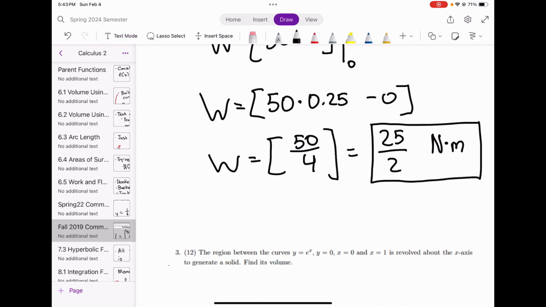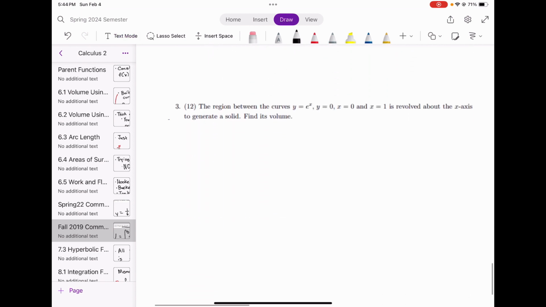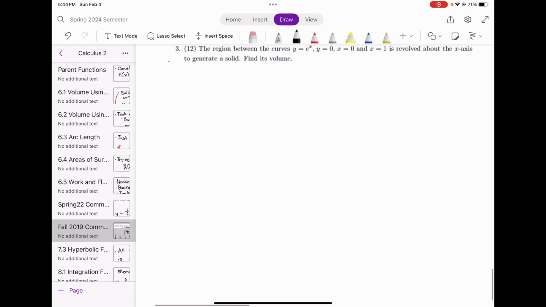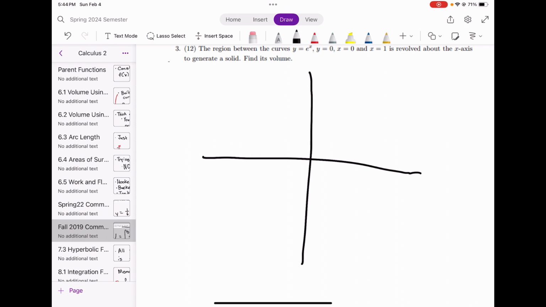Number 3. The region between the curve y is equal to e to the x, y is equal to 0, x is equal to 0, and x is equal to 1 is revolved about the x-axis to generate a solid. Okay. So just a quick little graph. You have e to the x, something like that. Y is equal to 0, which is just like that.